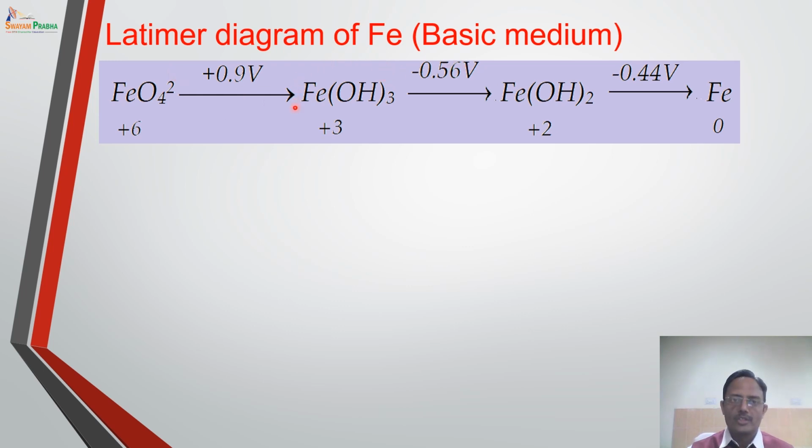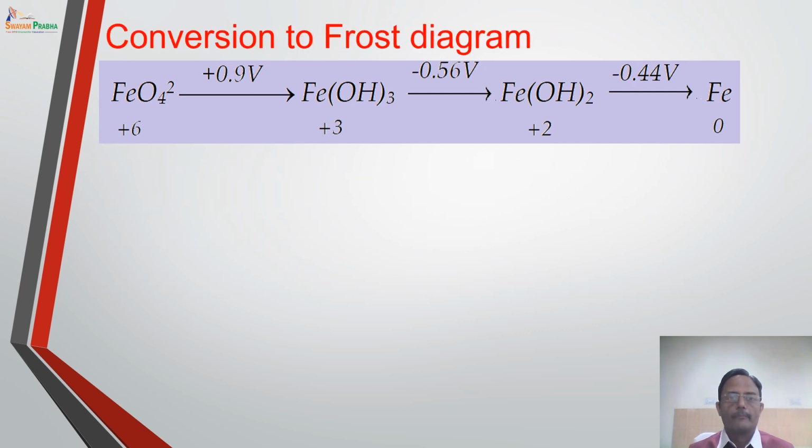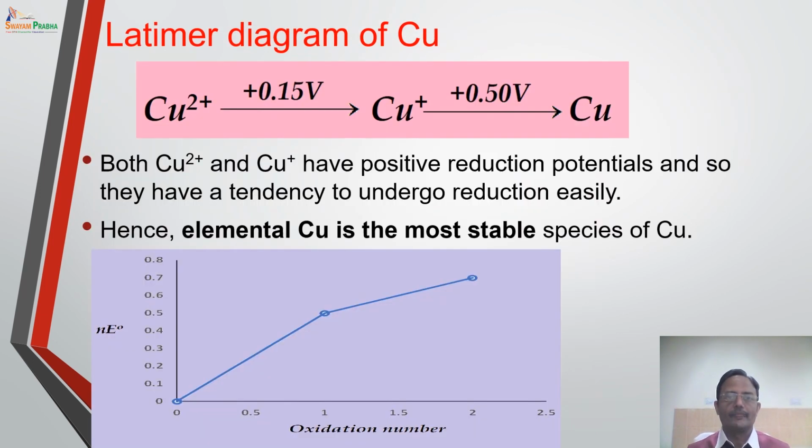It means that the most stable oxidation state will be +3 and not +2. In acidic medium, +2 is the most stable oxidation state. In basic medium, +3 is the most stable oxidation state. Now if we compare again with the Frost diagram, you will find that for the +3 oxidation state, the N into E0 value is minimum, and so it is the most stable oxidation state.